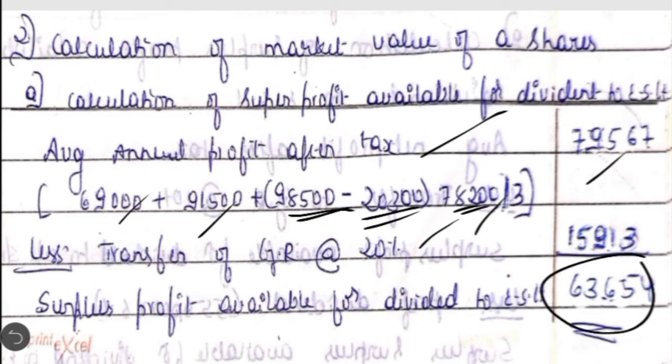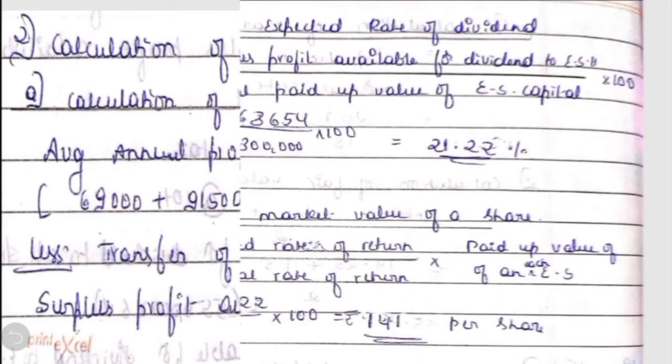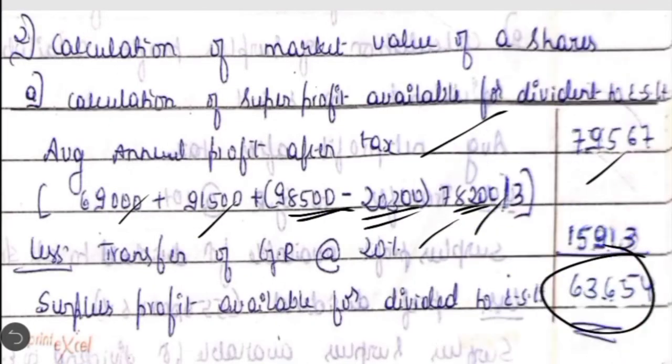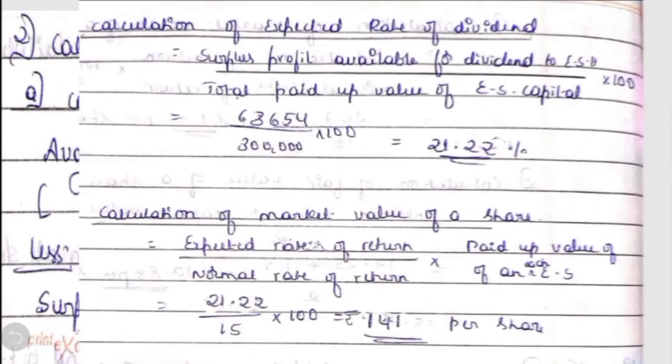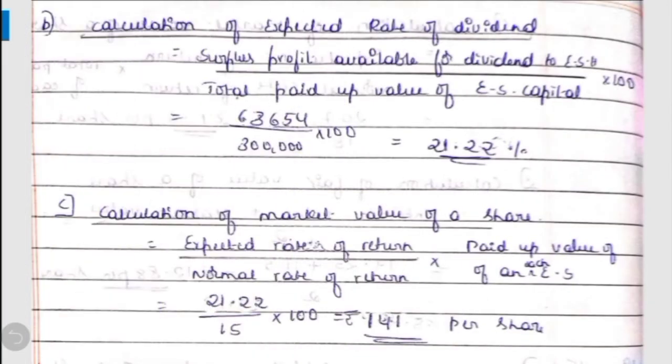So we get the surplus profit after tax for the dividend to equity shareholders as 63,654. Then calculation of expected rate of dividend: the surplus profit divided by total paid up capital, 3,000 shares of rupees 100 each, 3 lakh. Into 100 we get the rate of dividend to be 21.22%. Calculation of market value: expected rate divided by normal rate of return.